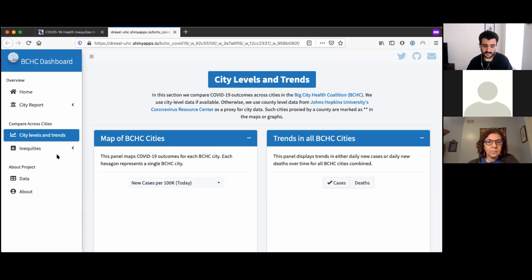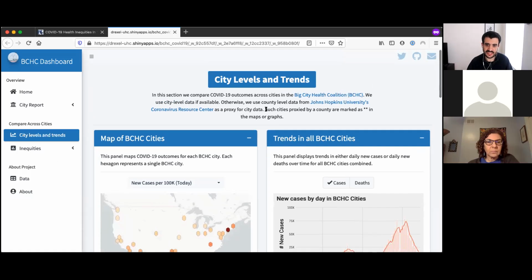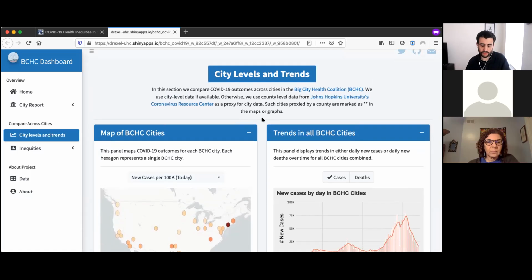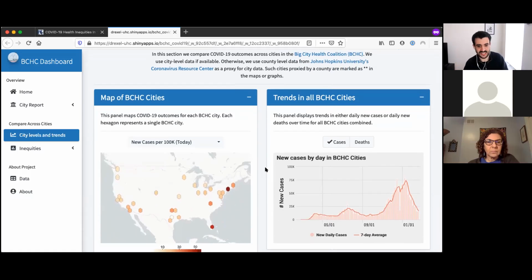So here, in this city level and trends aspect, what we do is try to aggregate data across all of the cities to be able to show them at the same time. Now, in order to have timely data, in this case, we have to rely on what Anna mentioned before, what we call county proxies, which are the counties, mostly the counties that are contained in the city. One of the reasons we use this is because county data tends to be more readily available than city data. So where available, we use city data. Where not available, we use the county proxy where the city is located.